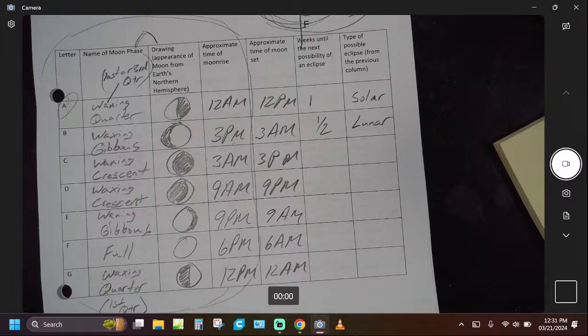There are 2 places on here where you have eclipses. All right, point out the 2 places.